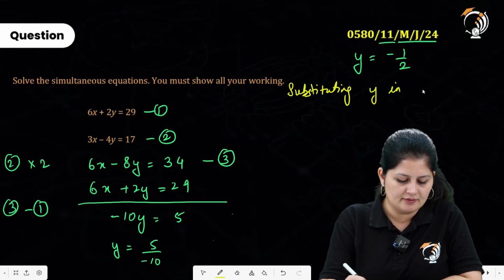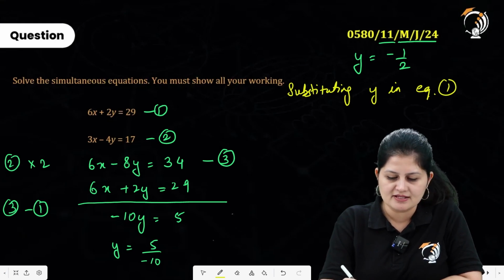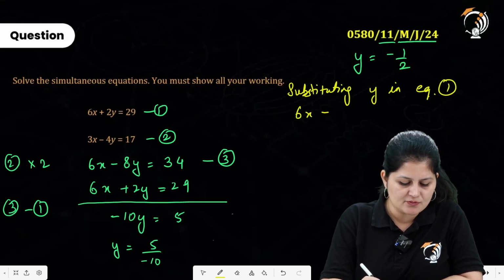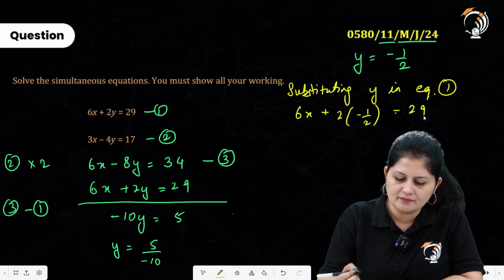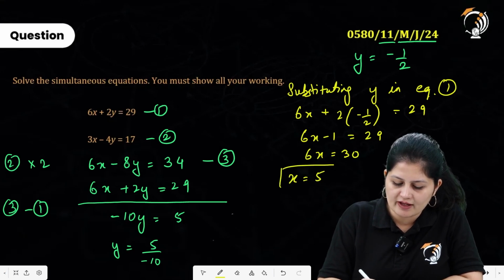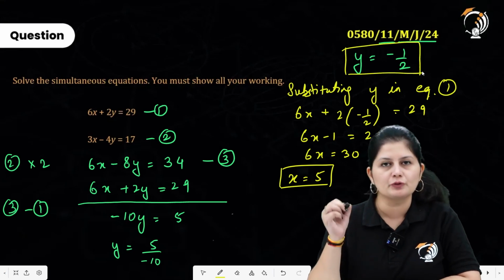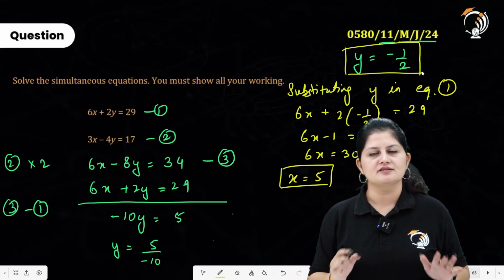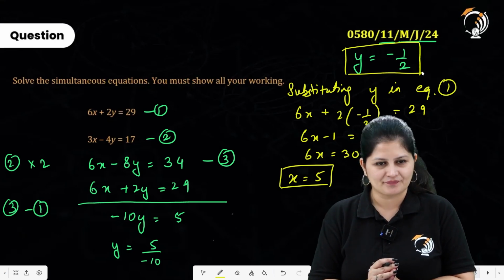Substituting y in any of the equations, you can put it in equation 1 itself. So that is going to be 6x plus 2 multiplied with minus 1 over 2 is equal to 29. So we are getting 6x is equal to 30 here. So we are getting the value of x is equal to 5. So this is the solution to the given simultaneous equations. I hope that we have understood this particular part.